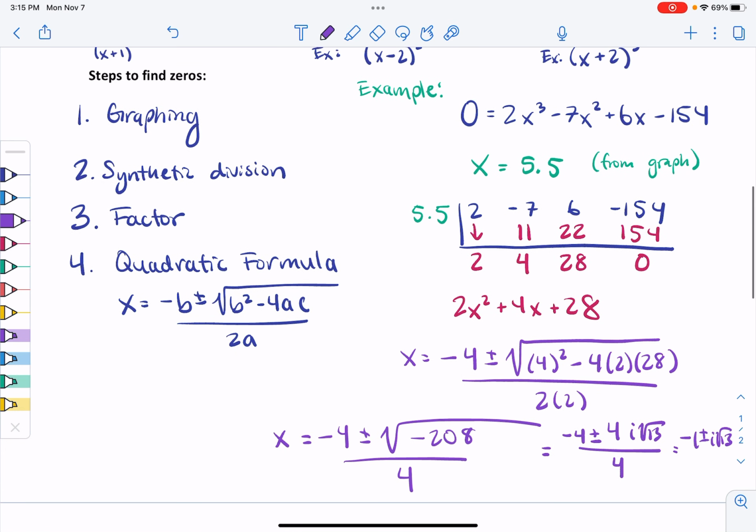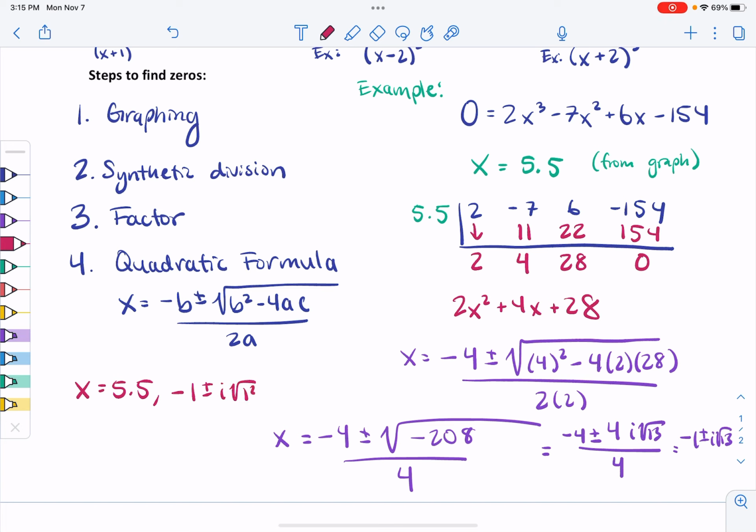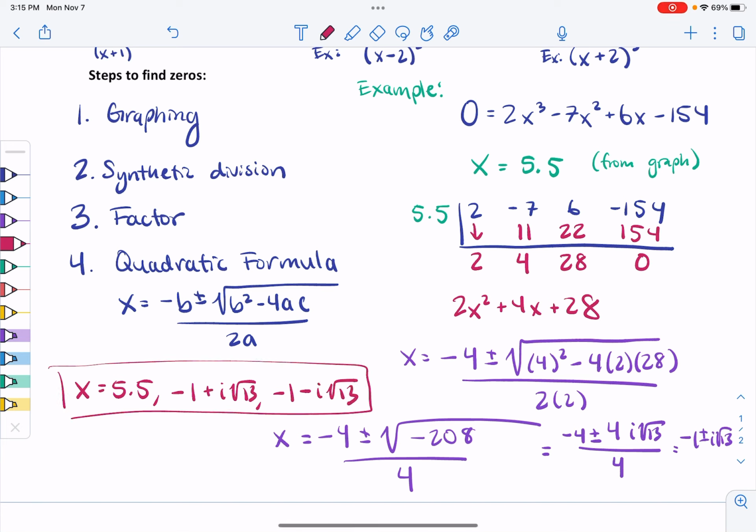All right. So all of our zeros for this function, to sum it up, are x equals 5.5 and -1 plus or minus i root 13. Oh, I guess I did plus or minus. So I'm going to do plus and minus i root 13. I'm going to write them separately for this one.